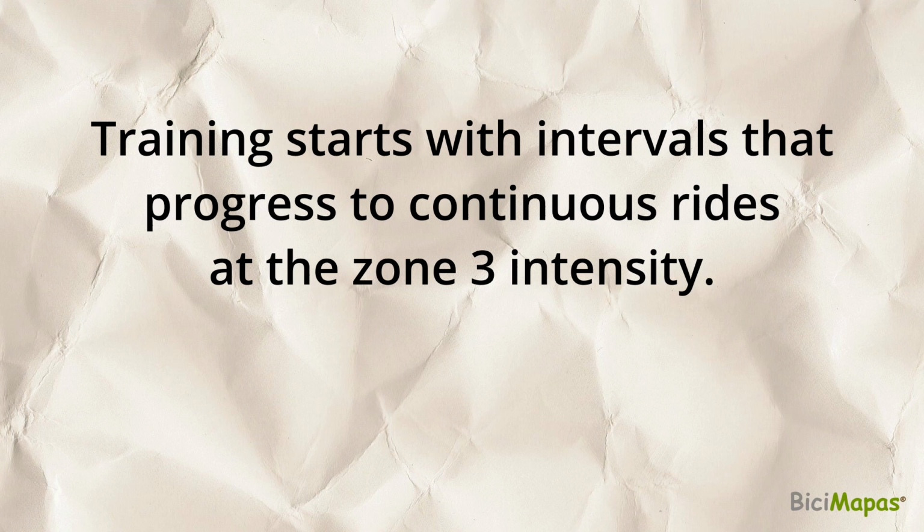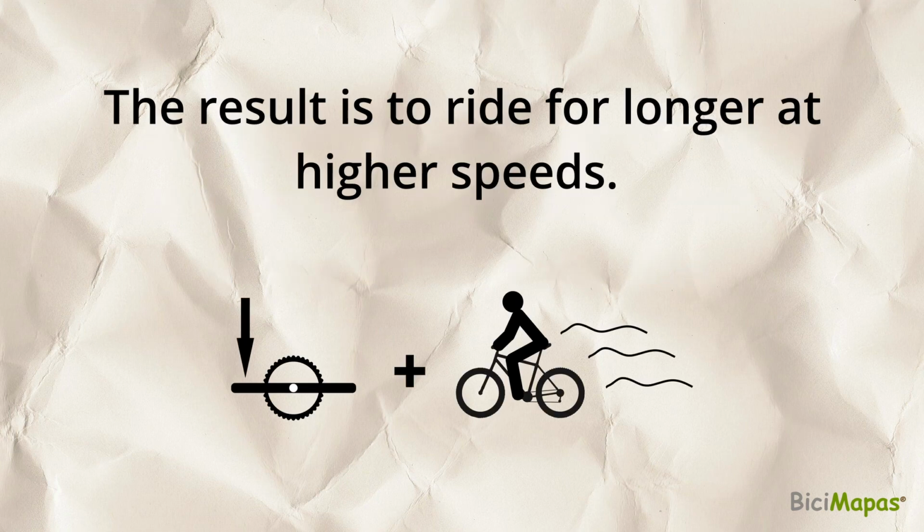Training starts with intervals that progress to continuous rides at the zone 3 intensity. The result is to ride for longer at higher speeds.